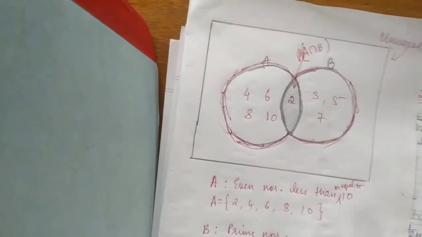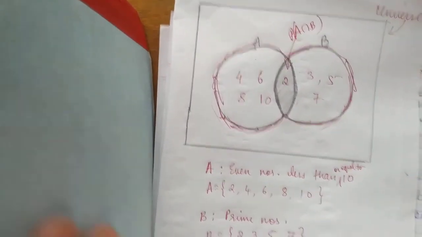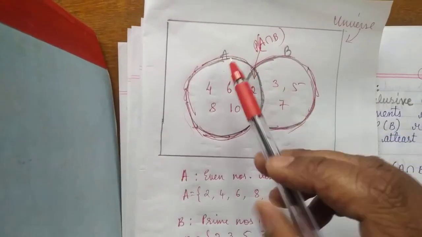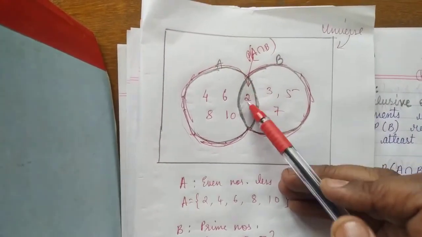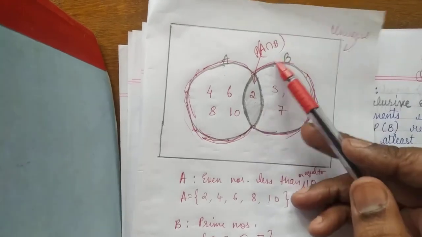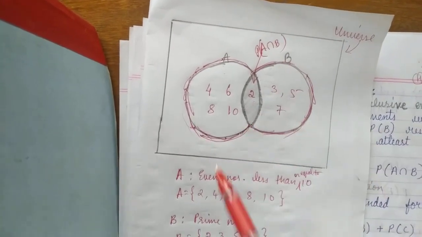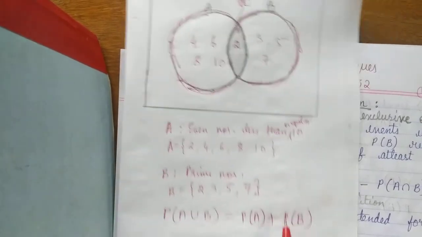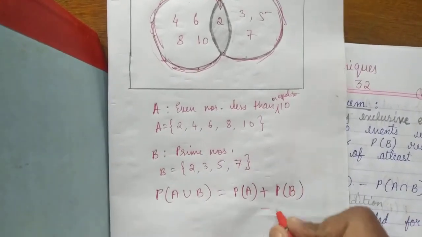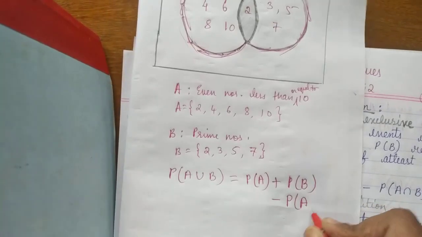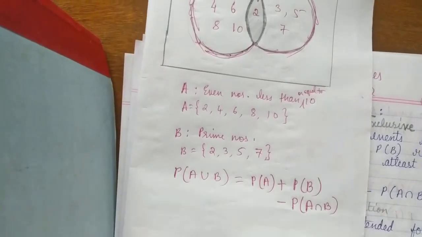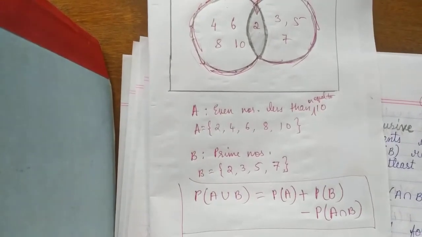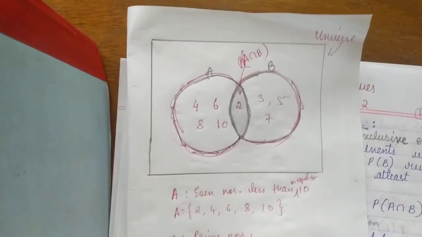If I say probability of A and probability of B, there is one problem that comes. When I'm taking A, I'm counting this shaded region. When I'm taking B, I'm counting the shaded region again. So I've counted the shaded region twice. So I'm deducting it once: minus probability of A intersection B. So this is your addition theorem.